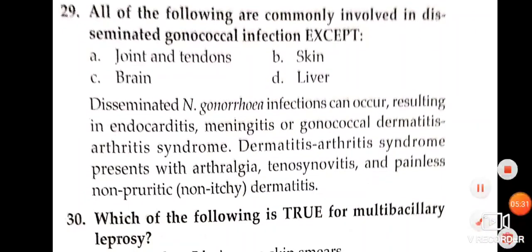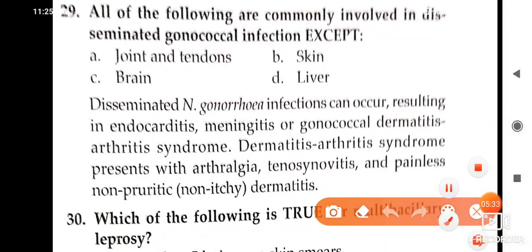All of the following are commonly seen in disseminated gonococcal infection except: it does not involve the liver. Disseminated Neisseria gonorrhoeae infection can occur, resulting in endocarditis, meningitis, arthritis, arthralgia, tenosynovitis, and painless non-pruritic dermatitis. Okay.